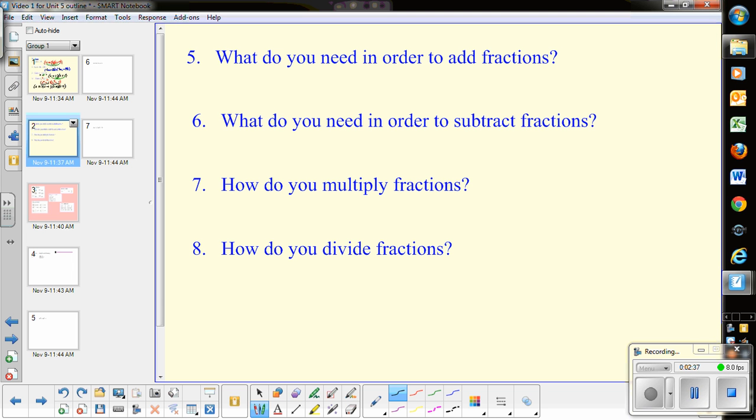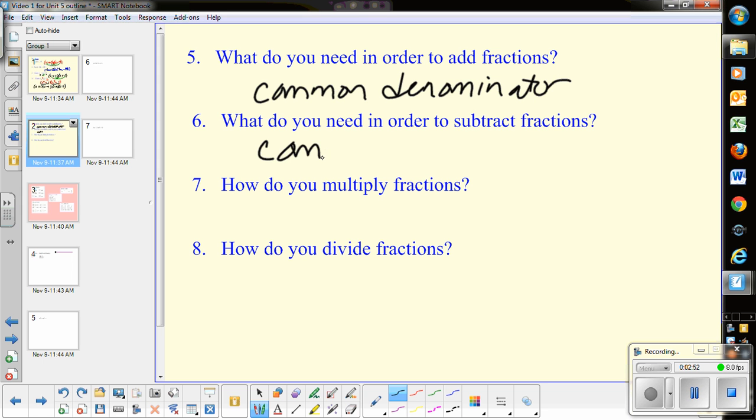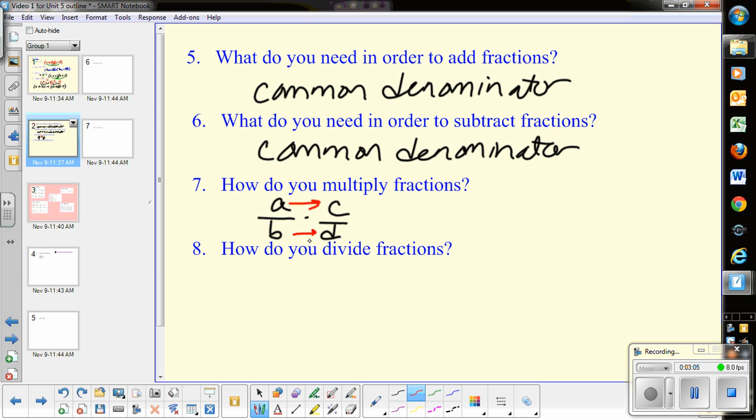The next few questions remind us how to deal with fractions. Question 5 and question 6, you both should have the same answer. You need a common denominator. You need to have the same bottom in order to add or to subtract fractions. In order to multiply fractions, like say you have one fraction times another fraction, you go straight across the top, straight across the bottom. However you want to represent this to yourself, the idea is that you go straight across, not crisscross.